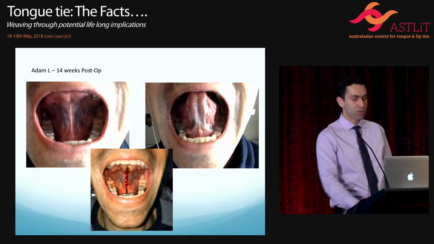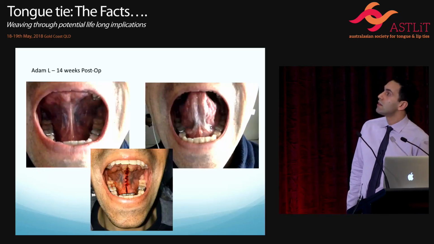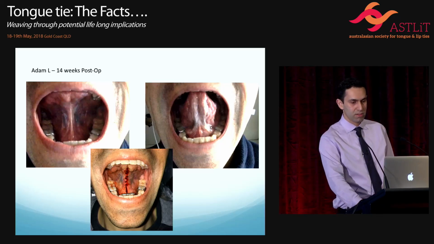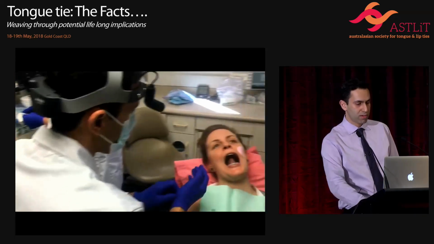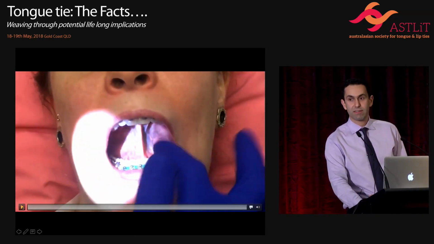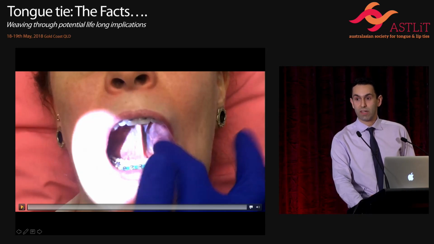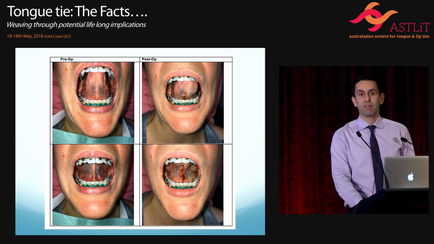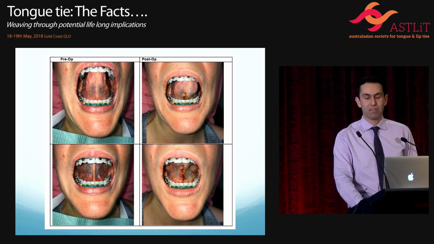And so here he is at 14 weeks post-op with very nice, adequately healing tissue. So I have another case that I don't have time for, but if you go on our website, you can see it. And it's a similar case that you guys can see how I do posterior tongue ties. And so here she is before and after with a very, very similar experience on the patient's behalf.